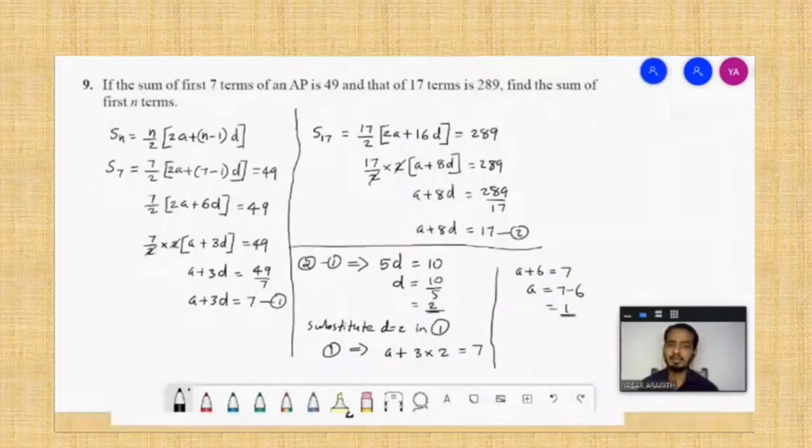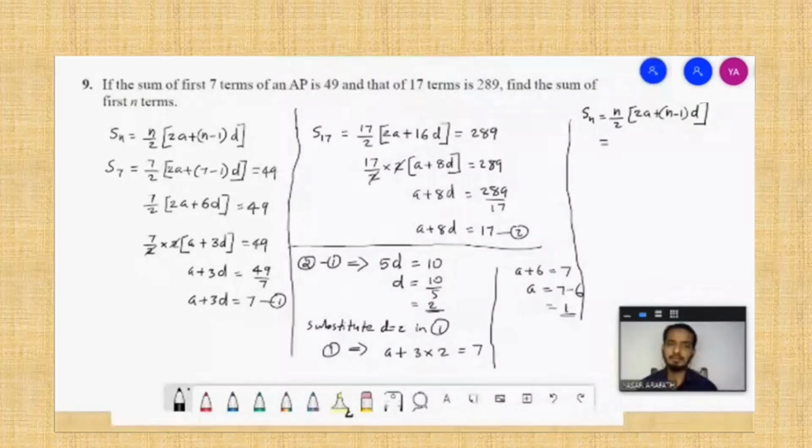So we got a and d. Okay. Now we can read the question again. The question is, find the sum of first n terms. So what we have to do is, we want to substitute the values of a and d in this formula of sum. So we can reduce the formula in terms of n. So look here, the sum Sn, we know Sn is equal to n by 2 into 2a plus n minus 1 d. And here we substitute the values of a and d.